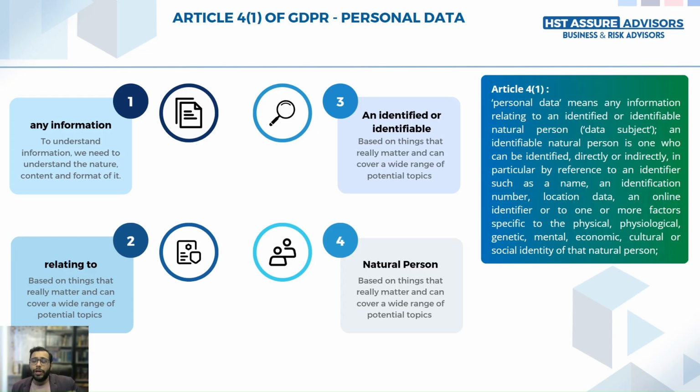Plus, Article 4.1 also specifically says that an identified natural person is one who can be identified directly or indirectly, in particular by reference to certain identifiers. For example, name, identification number, location data, online identifiers. So all these things are required to be considered for identification of a natural person. Okay, let's see a quick summary of this particular article.